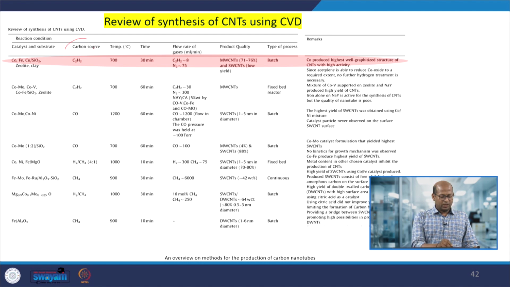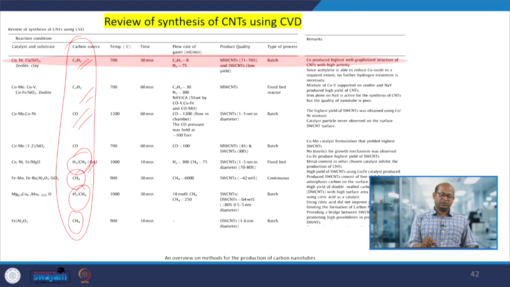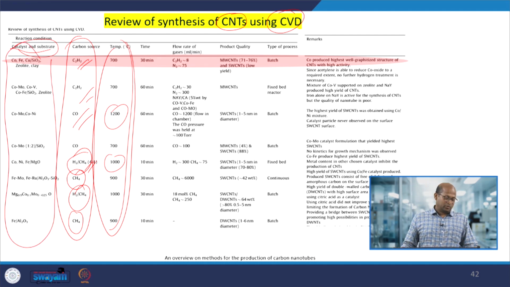A few carbon source materials are acetylene, CO, which is a source of carbon, hydrogen, and methane. Methane is the source of carbon for the synthesis of CNT by the CVD method. As for the temperature range, I said very high temperatures have to be used, 700 to 800, 1000 to 1200 degrees centigrade. And see, here various types of catalyst or substrate have to be used. A few are iron, cobalt, molybdenum in SiO2, or cobalt, nickel, iron over MgO supports, or alumina silica, which are mixed oxide supports.